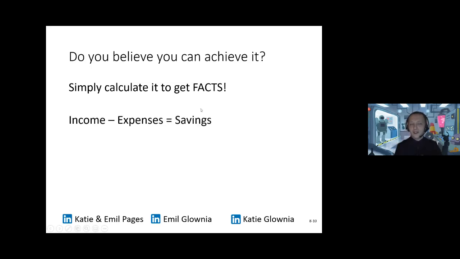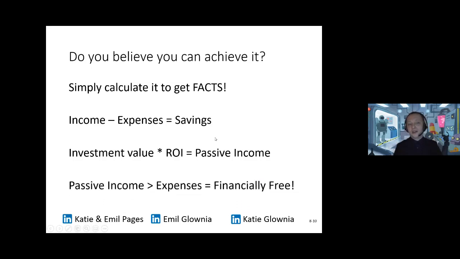So for instance, the fact is, if you take income and expenses, you get savings. If you take some of the savings and invest them and get a certain return on investment, that will give you your passive income. And essentially, if your passive income is more than your expenses, you are financially free. That's my simple definition. So this is the starting point. All we have to do is work out the key performance indicators. So all of these are key performance indicators.